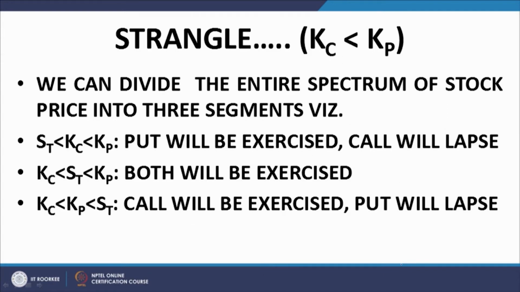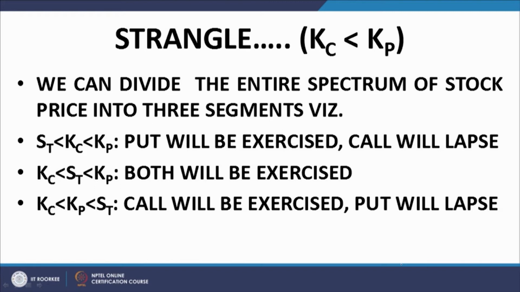Then we look at the second strangle, where K_C is less than K_P. We again divide the spectrum of stock prices into three segments. 0 less than S_T less than K_C, in which case what will happen? The call will not be exercised, but the put will be exercised. K_C is less than S_T is less than K_P: in this case, call as well as put both will be exercised. And K_C less than K_P less than S_T: in this case, the put will not be exercised, the call will be exercised.